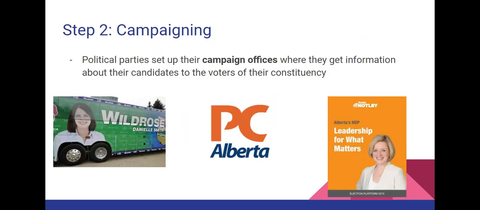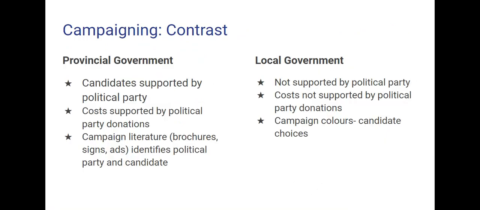So step 2, campaigning. This is where political parties set up their campaign offices, where they get information about their candidates to the voters of their constituencies. So this is where we see those signs on the side of the road. Your parents might be getting pamphlets or brochures about certain political parties in their mail. That's what happens at this step.